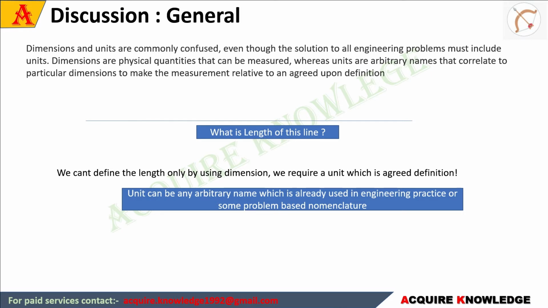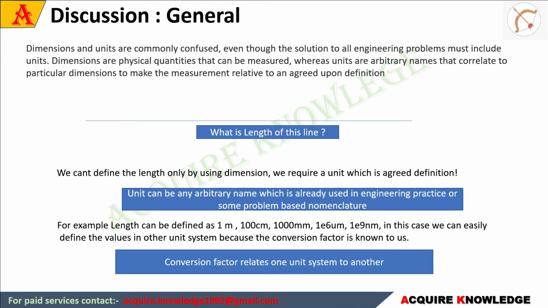Next, to convert one unit system to another unit system, we need a conversion factor. For example, I can say that the length of this line is 1 meter. I can also say the length of the line is 1000 mm. So while converting meter to mm, we are using a conversion factor of 1000. Now we will discuss in detail how we usually convert from one unit system to another unit system.